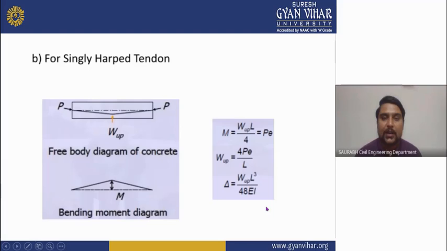For a singly harped tendon, it shows the free body diagram of the concrete and the bending moment diagram. Here M will be equal to w u L upon 4. It will become P e, and w p is equal to P e upon L. And here the result will be delta is equal to w u L cube upon 48 E I.